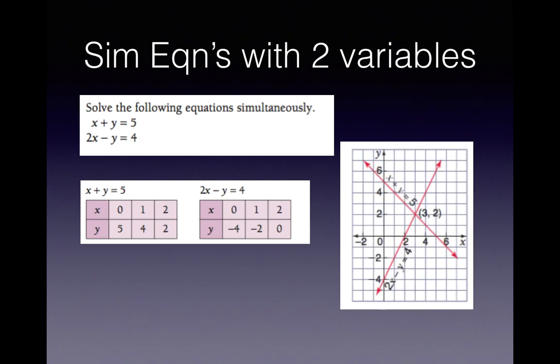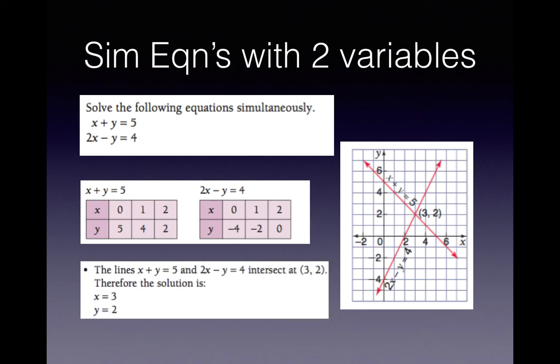And the simultaneous equations, when you solve them, find the point of intersection for the lines. So that's where the lines cross. In this case, by inspection, you can see on the graph that the point of intersection is 3, 2. So the solution for the simultaneous equations is 3 and 2. x equals 3, y equals 2.